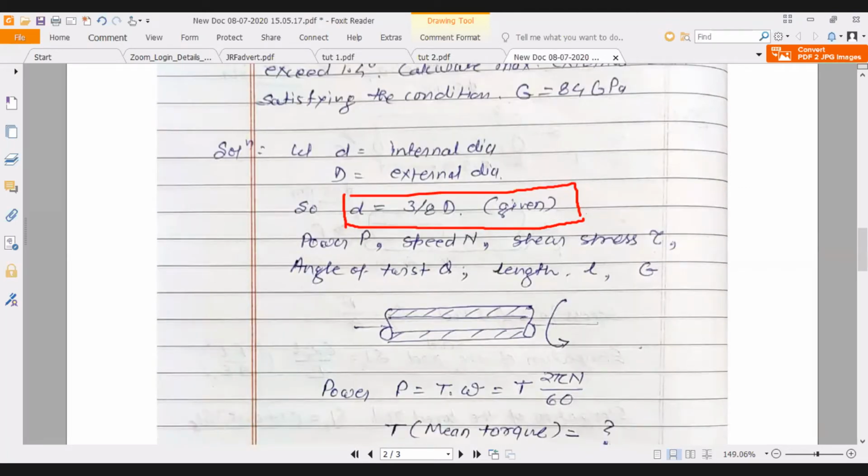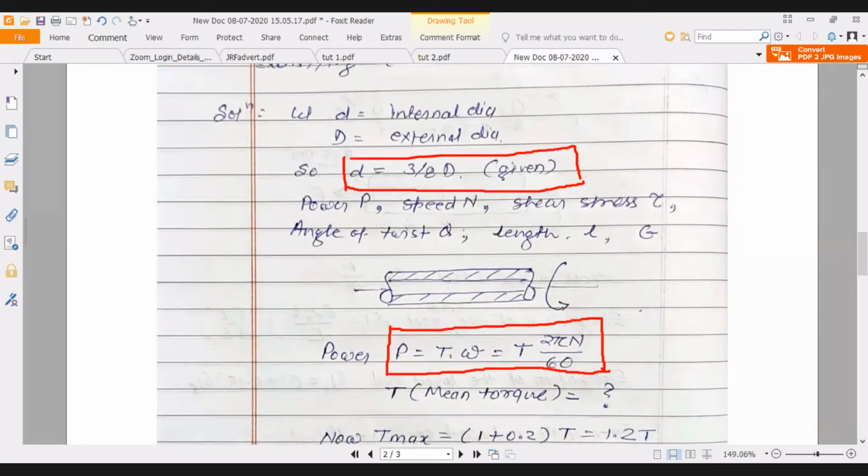So this is the relation between the power and torque. Power is nothing but torque multiplied by the angular velocity. How will you calculate the angular velocity? Just using the RPM. So T times 2 pi N divided by 60. Basically, in this relation, the calculated torque is our average torque, the mean torque.